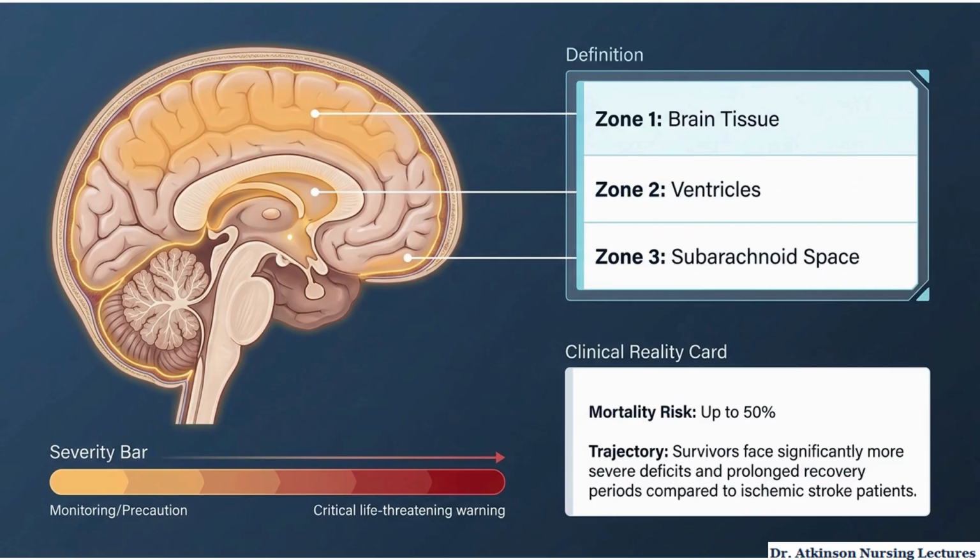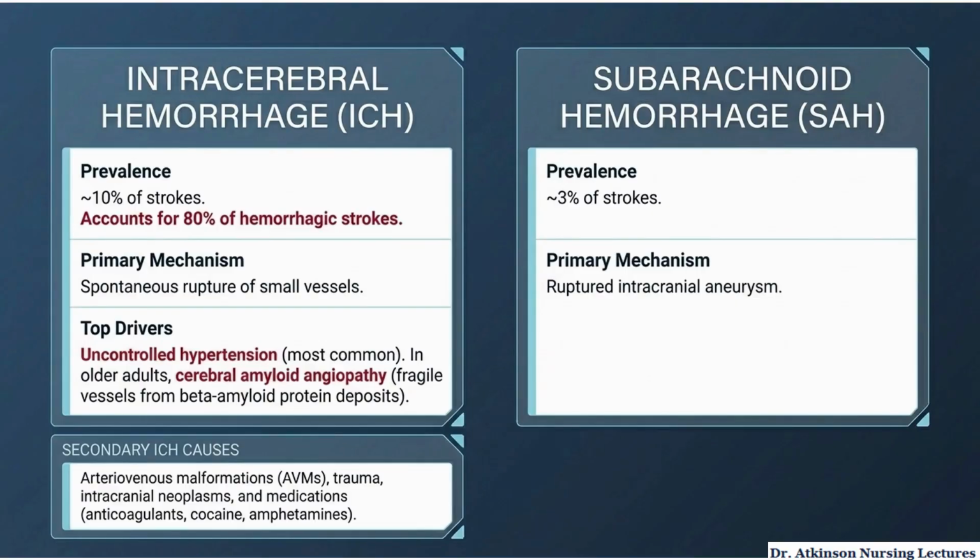Now, clinically, hemorrhagic strokes tend to be more unstable and more life-threatening than ischemic strokes because bleeding expands, pressure rises, and herniation risk becomes very real. These patients can decline quickly, so frequent neurochecks, airway monitoring, blood pressure control, and recognizing subtle deterioration early become absolutely critical at the bedside. Now let's compare the two major hemorrhagic stroke categories you'll see clinically.